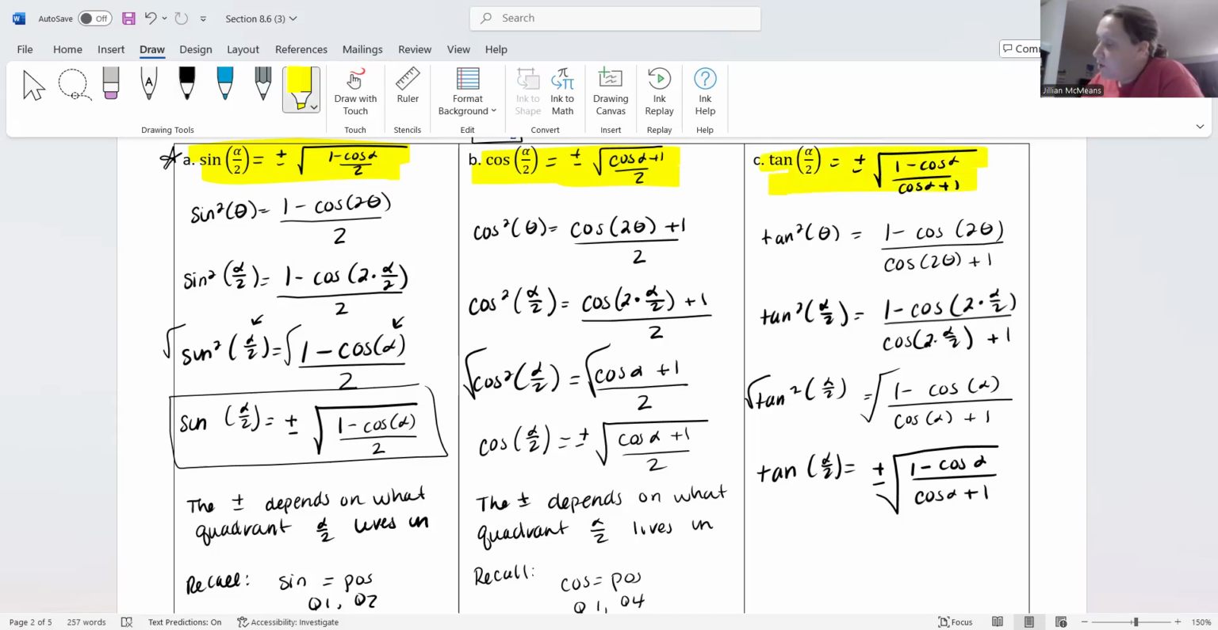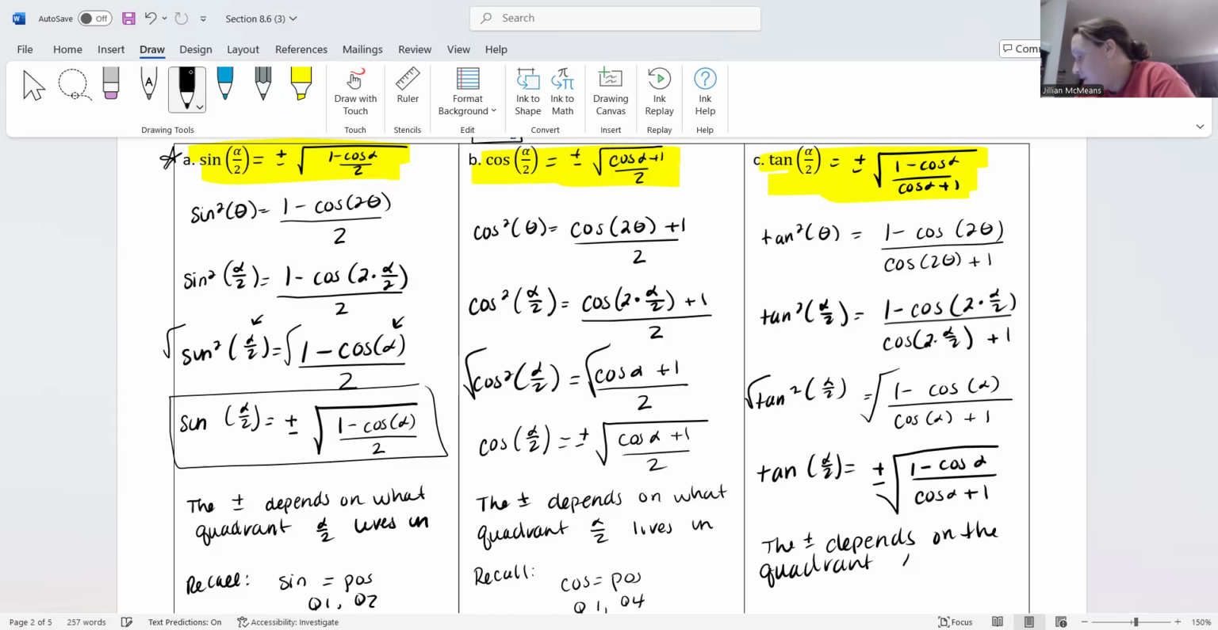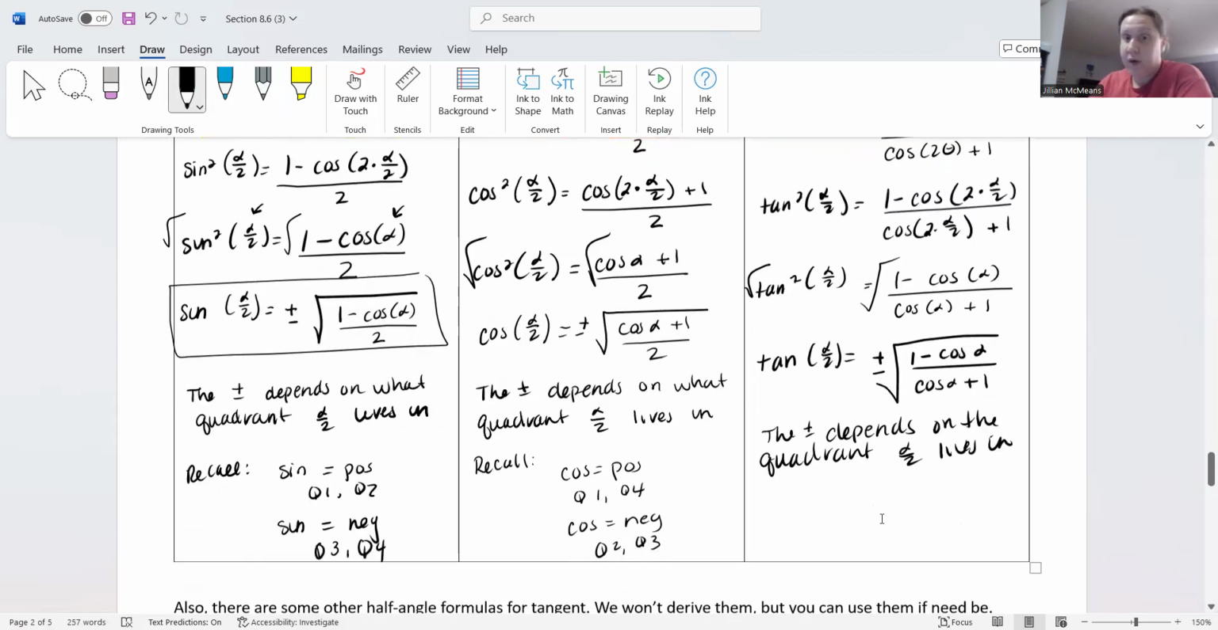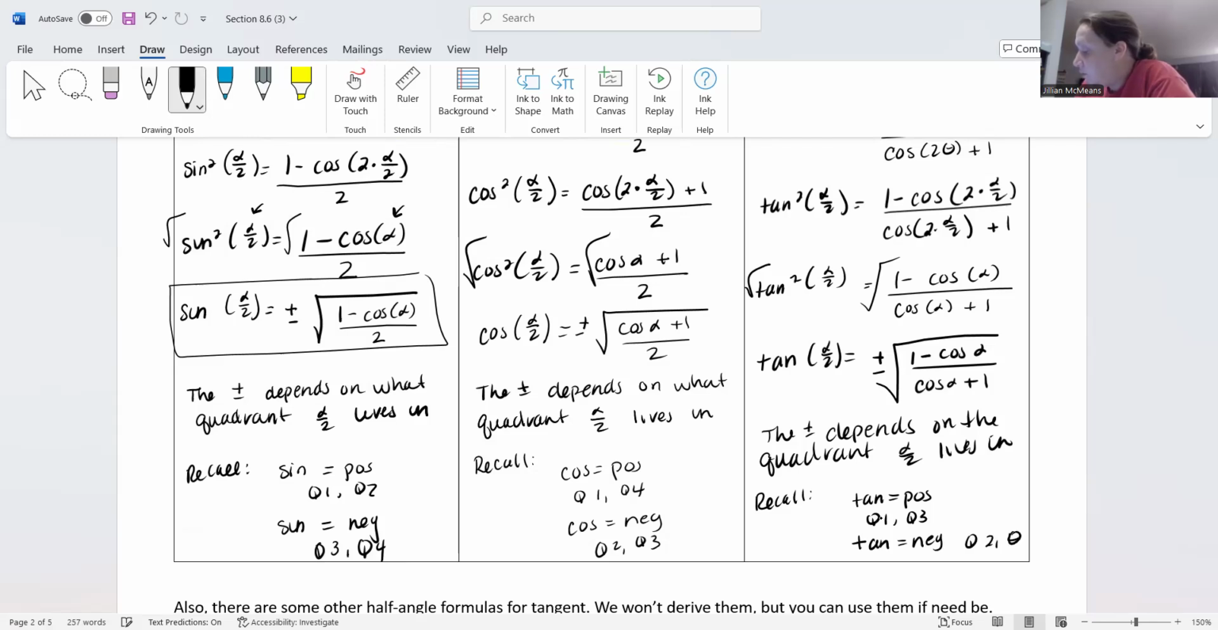And highlight it so you know that it's one of our important identities. And then I'll remind you that the plus or minus depends on the quadrant that alpha over 2 lives in. And it can be a little tiny bit of work to figure it out, but I'll show you a trick to figure it out pretty easily, okay? And I do want you to remember tangent is positive in quadrants 1 and 3, and tangent is negative in quadrants 2 and 4.